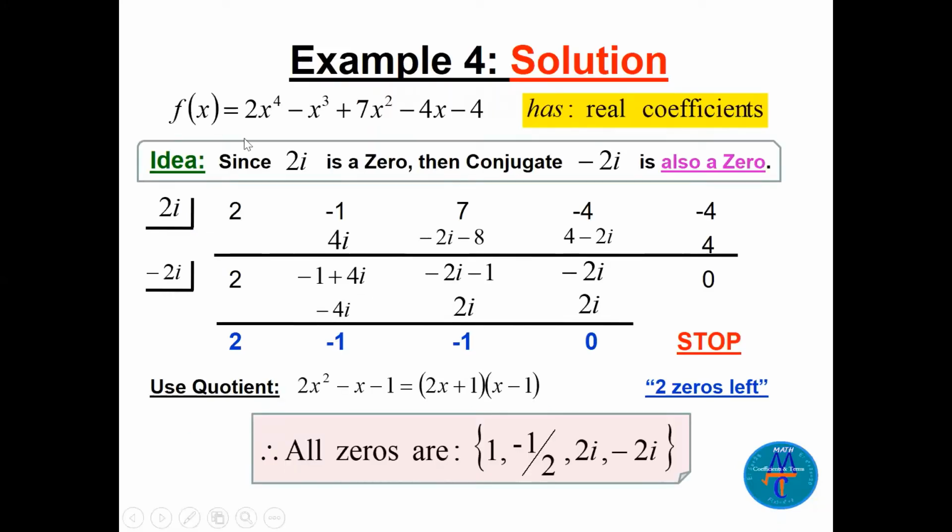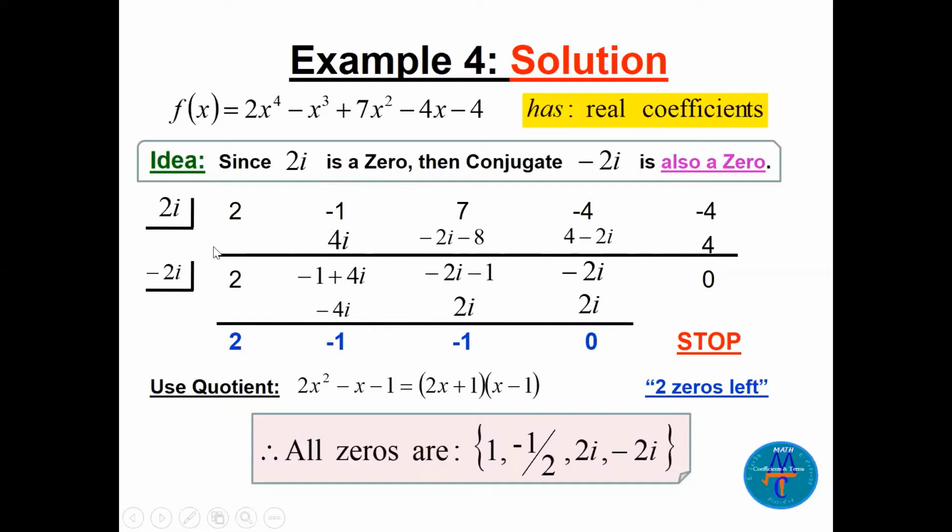So I use synthetic division. I take all the coefficients, 2, minus 1, 7, minus 4, minus 4. I have to go slowly here. And then I divide by 2i. Why 2i? It is given as a zero, so I know that the remainder should be 0. Then 2 comes down, multiply 2 times 2i, 4i. When you add here, this is real and imaginary, so we cannot add them. Just put them like this. Continue multiplying with 2i until you get the remainder 0.